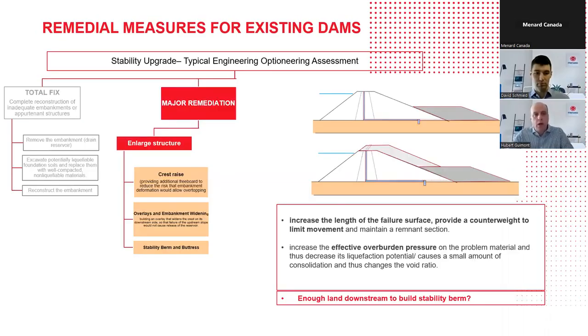The second option, which is the most typical one, I would say, is major remediation. So working with the existing structure and getting it bigger and sturdier. In that case, you can see here on the right, it basically means building a buttress, a toe buttress, for example, and raising the crest of the dam. So you're trying to improve the stability by working with the geometry of the dam itself.